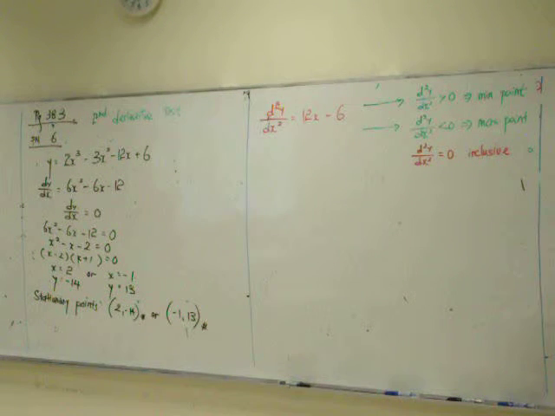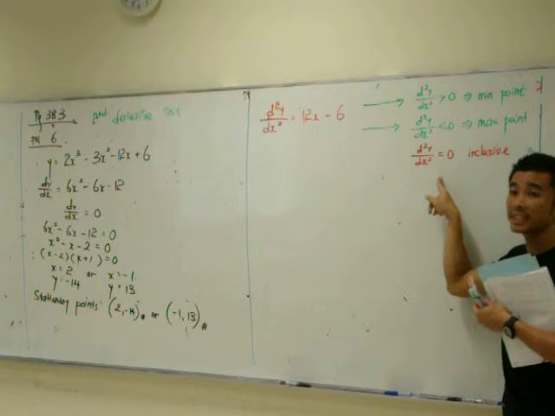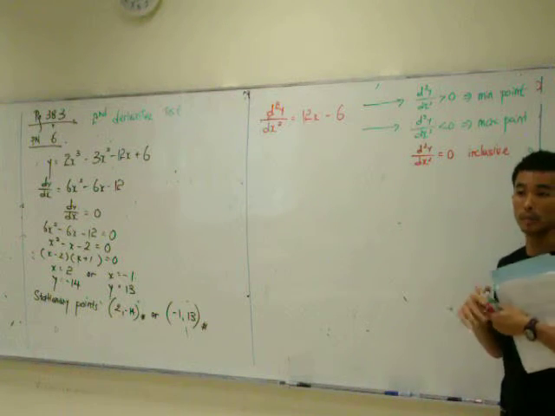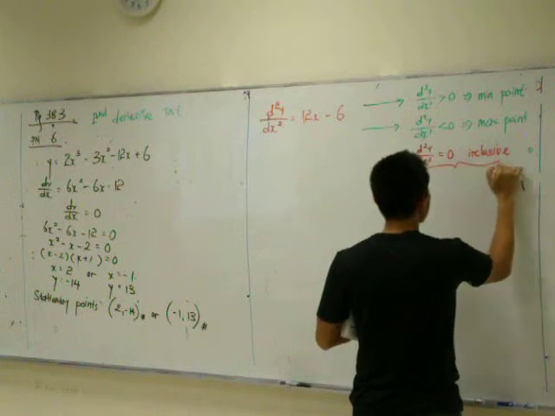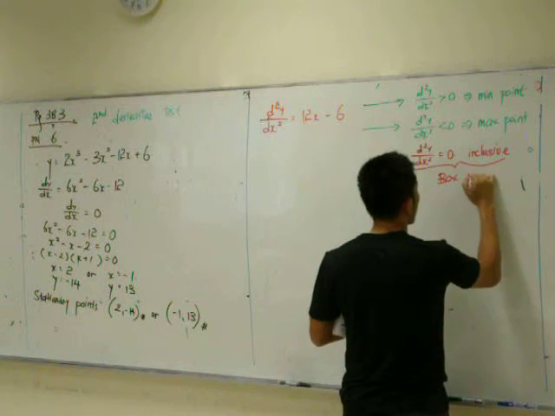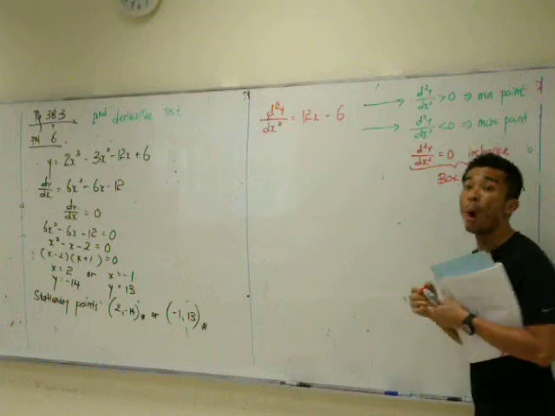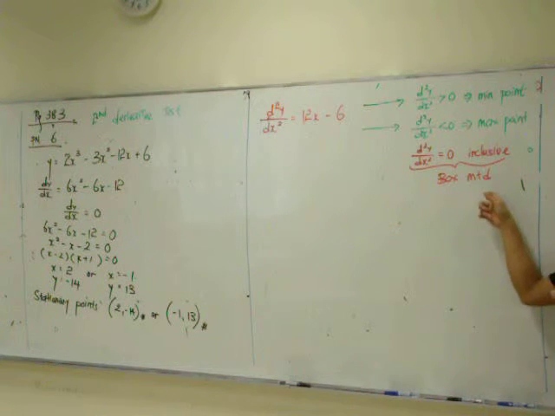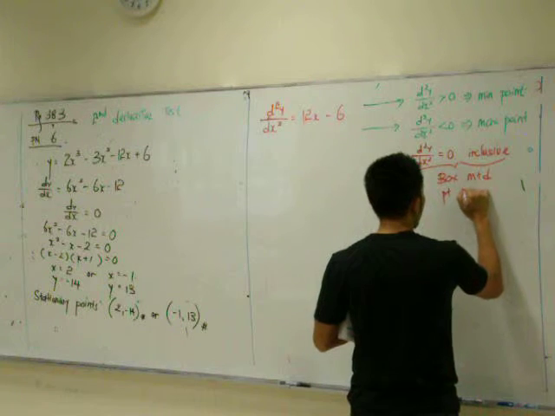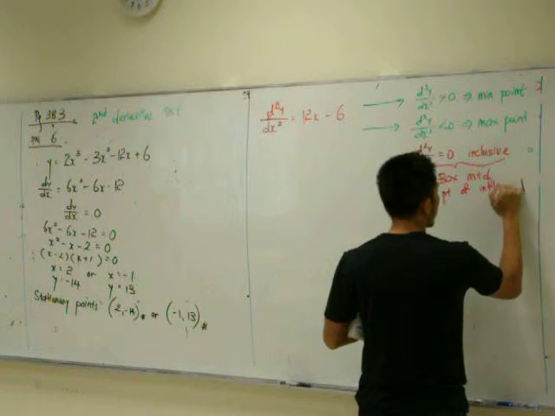Not say no solution. It just means that you cannot make use of the second derivative test. You need to go back to the box method. Okay? This means since it's inconclusive, you need to make use of the box method. And most likely, when you make use of the box method, this will give you a point of inflection.